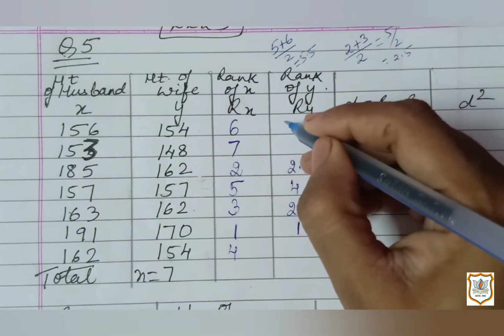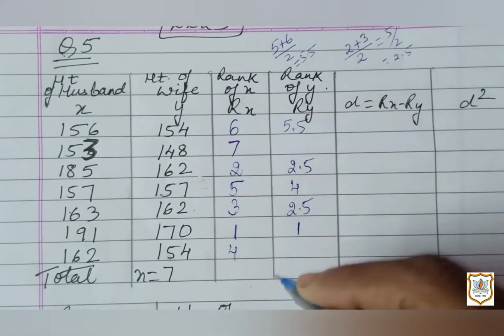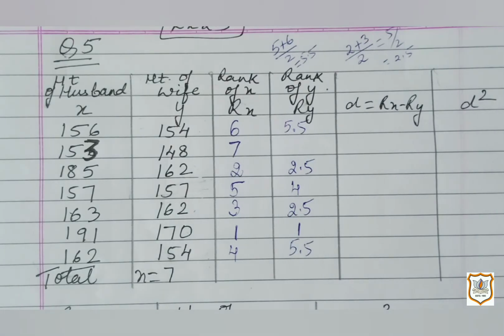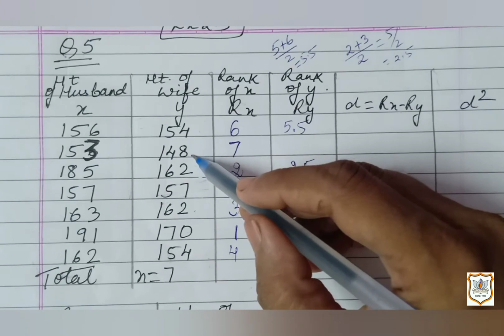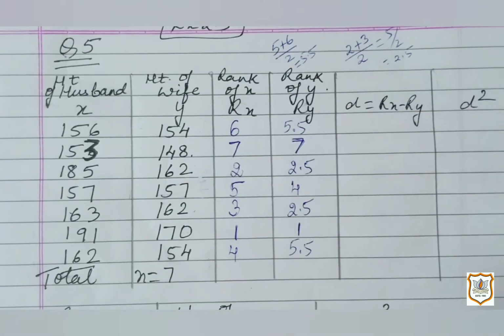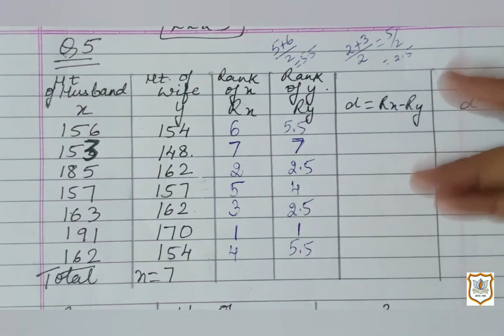So here we will be giving 5.5. Here also we will be giving 5.5. So which ranks have gone? Fifth and sixth rank is gone. So the last value which is remaining, that is 148, will be given the seventh rank, because 5 and 6 we have already used. Now the method is same.